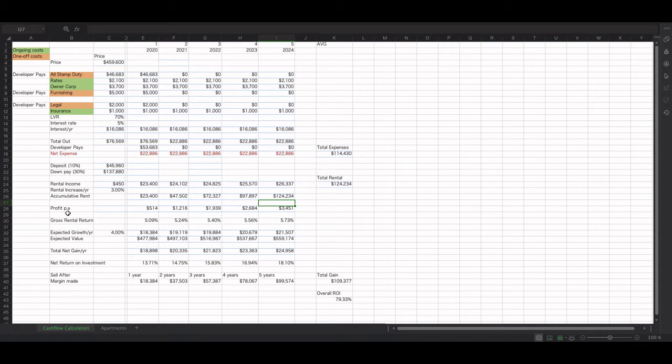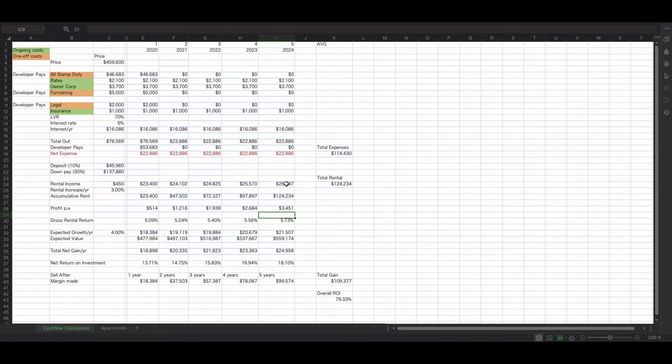Now, profit. What's profit in this case? Well, it's basically your income minus your net expense. Your income in rent is 450 a week times 52 weeks, and you take away your net expense from that, and you get $514 in profit. If we do that for every year, you realize that by the third year, you would have got about $3,400 in profit by taking away the net expense from the rental income.